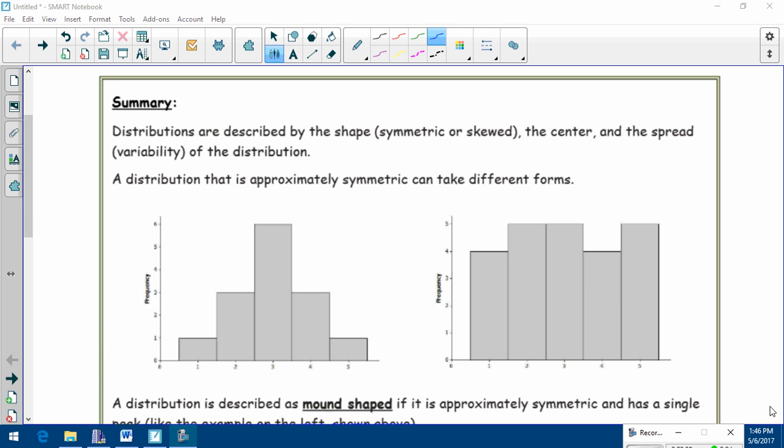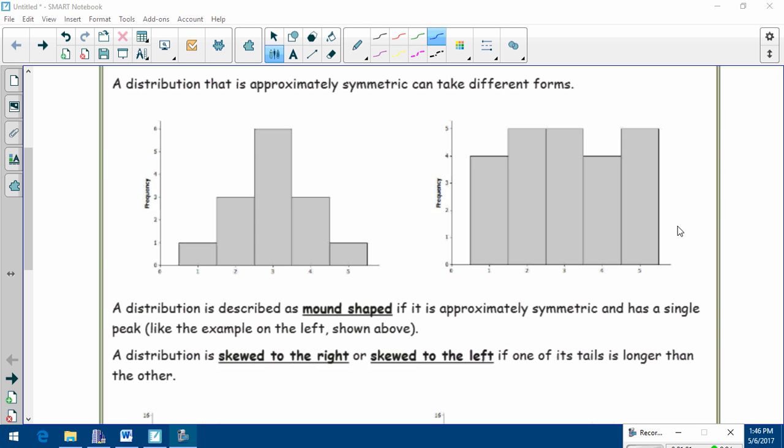But first thing I want to talk about is different distributions of data. So I'm just going to read it along here. Distributions are described by the shape, symmetric or skewed, the center, and the spread or variability in the distribution. A distribution that is approximately symmetric can take different forms. So these are both called bar graphs or histograms, and they show how frequently the different data values are represented.